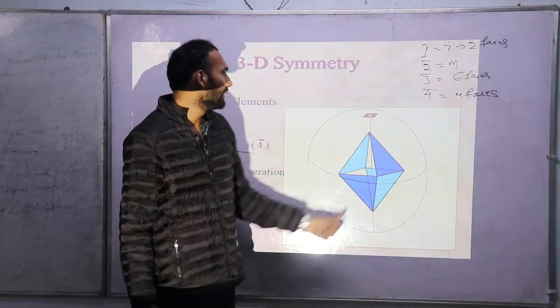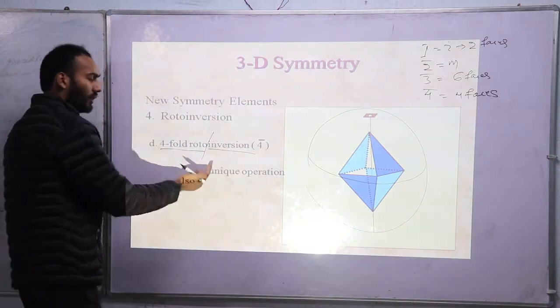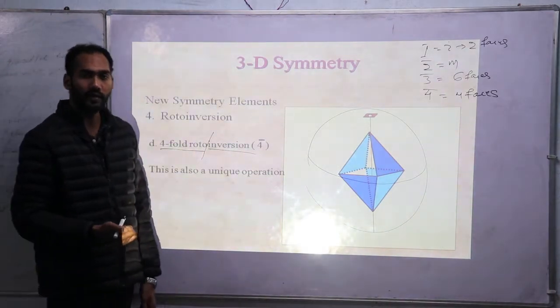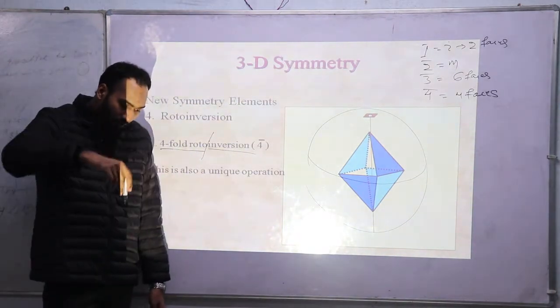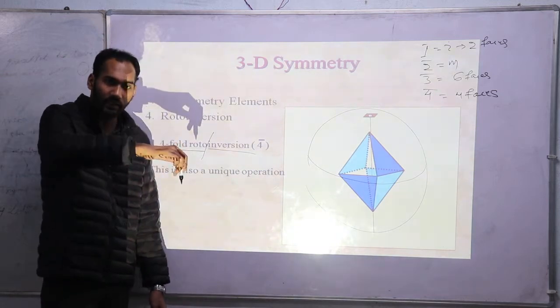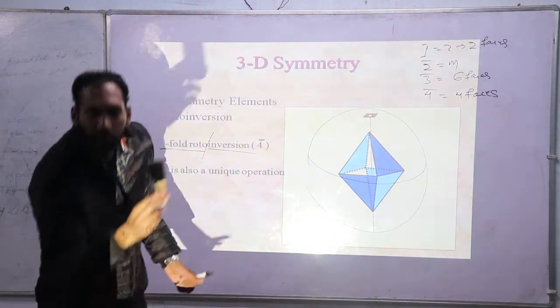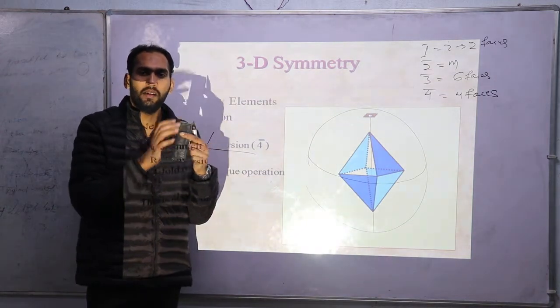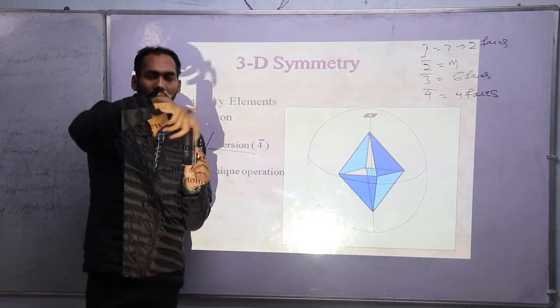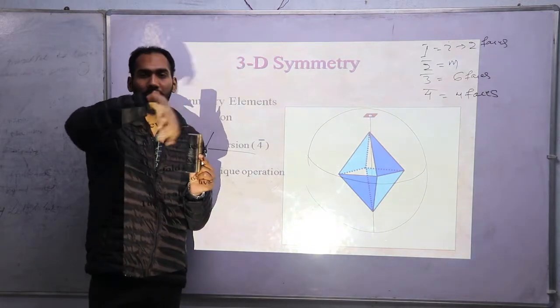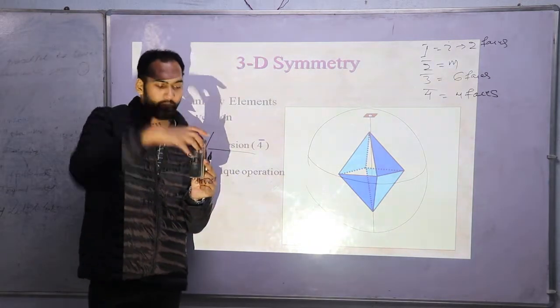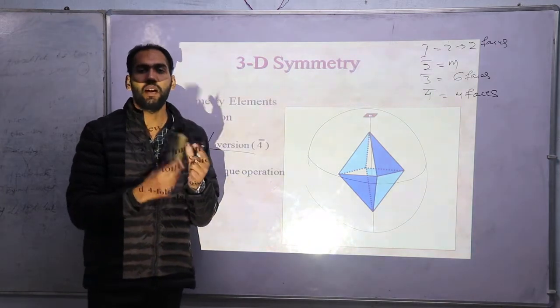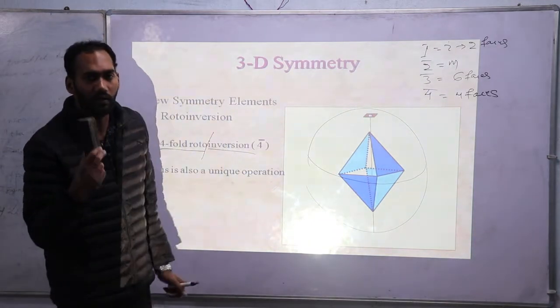That means if we are taking fourfold rotation, you should find four phases in one hemisphere, right? This is called fourfold rotation. This phase, second, third and fourth. So you are getting four phases in a particular hemisphere. If you consider only upper hemisphere or lower hemisphere, you are finding four phases. So this is fourfold rotation.